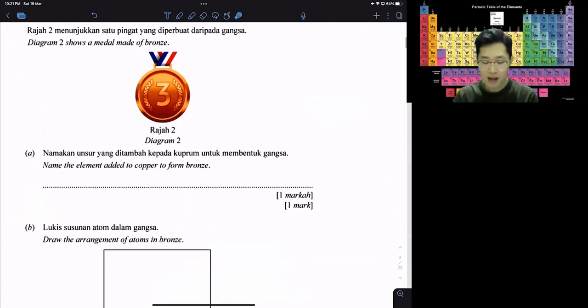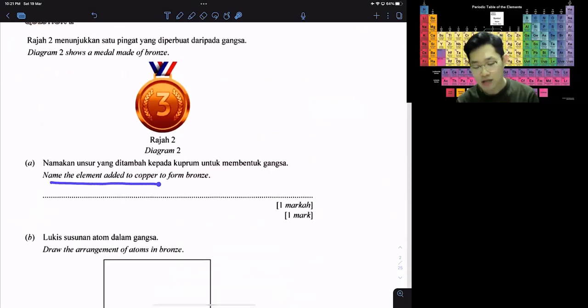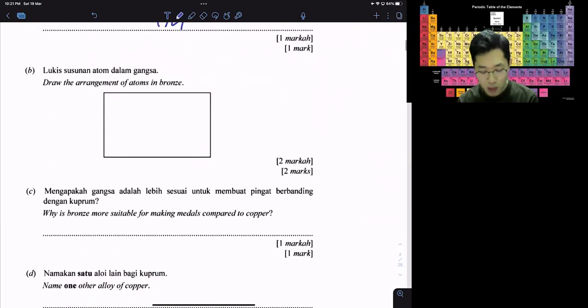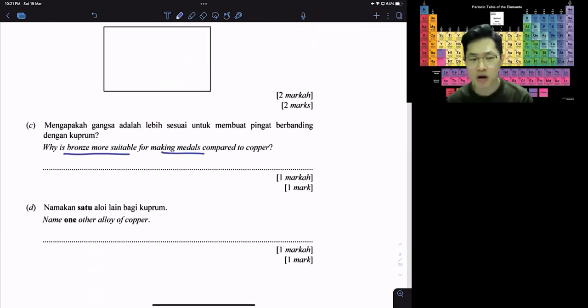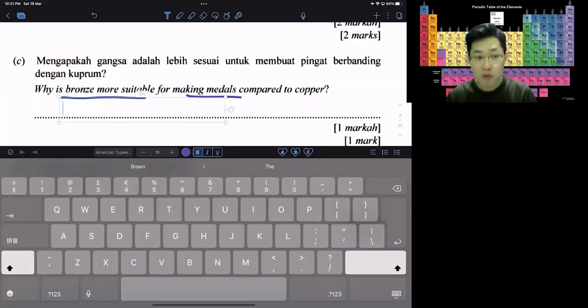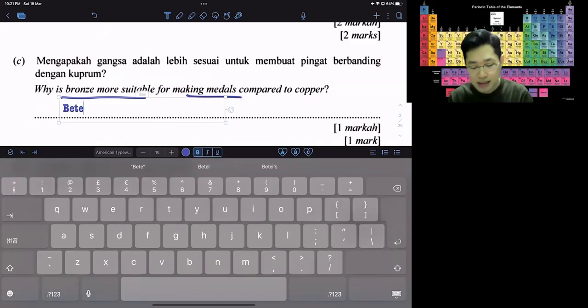Okay, easy. Name the element added to copper to form bronze. Tin. Why is bronze more suitable for making medals compared to copper? So they ask you why we use bronze but we don't use copper. Shiny. Okay, when you say shiny, it's actually the aim of alloy. When you make an alloy, it has a better appearance.